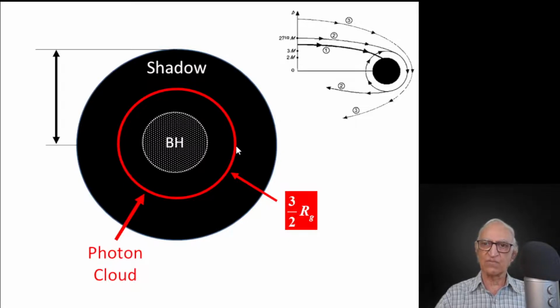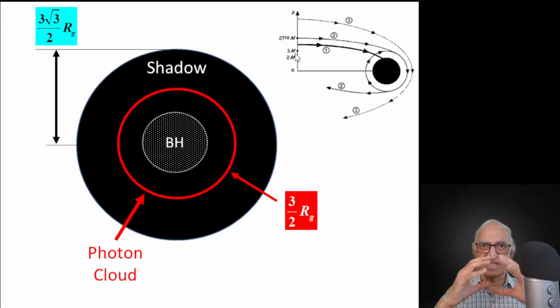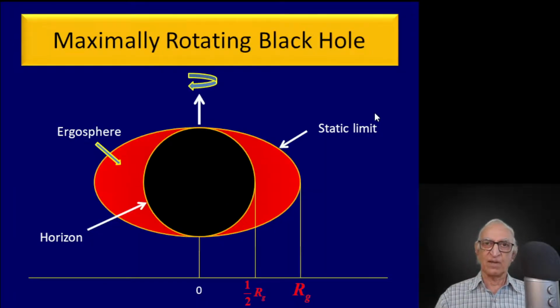And the size of the shadow, the radius of the shadow, will be the critical impact parameter, 3√3/2 times the Schwarzschild radius. So the shadow corresponds to this size. So the black hole shadow is a lot bigger than the physical size of the black hole itself because of the orbits that are shown over there. So ideally, that's what you should see. And surrounding the shadow, you will see radiation which is coming from this gas which is going around the black hole, this torus.